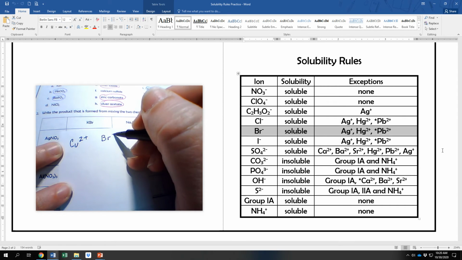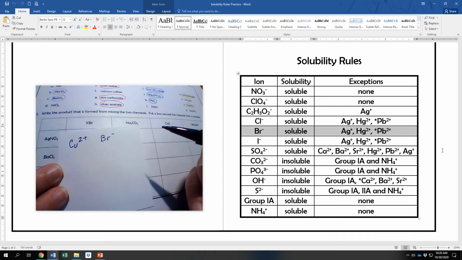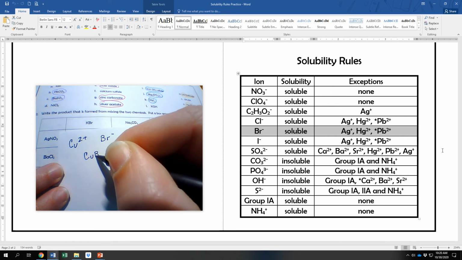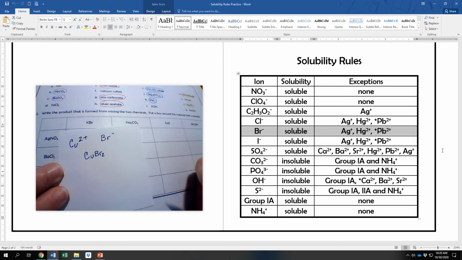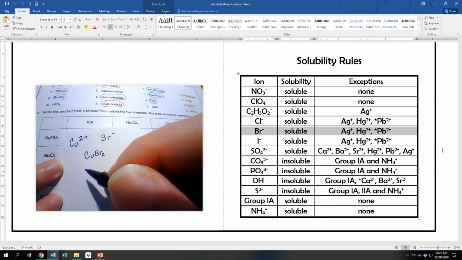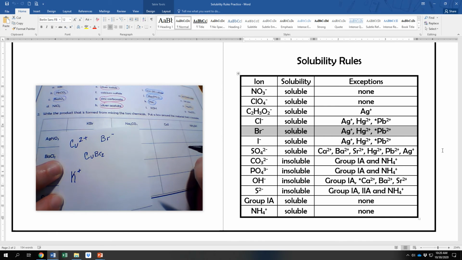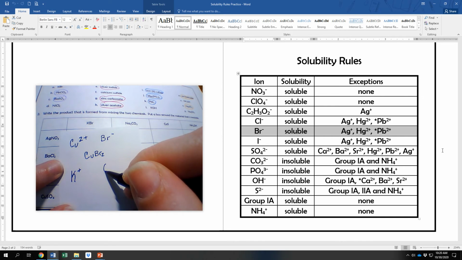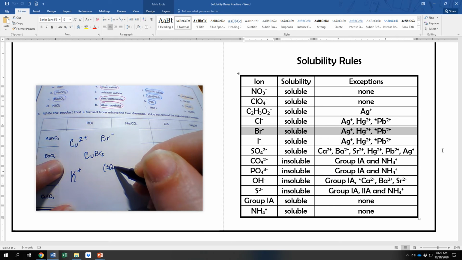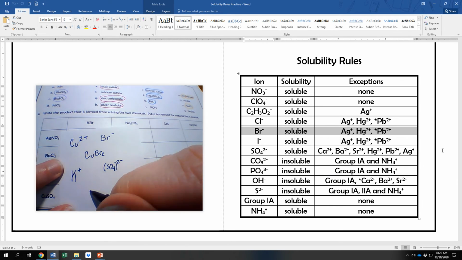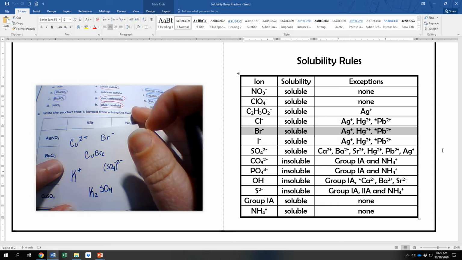Bromine, because it's in group 7, is 1 minus. So the formula would be CuBr2. Potassium is in group 1, so it's 1 plus. Sulfate, one of those polyatomic ions you had to learn, is 2 minus. I need 2 potassium for every 1 sulfate. Okay.